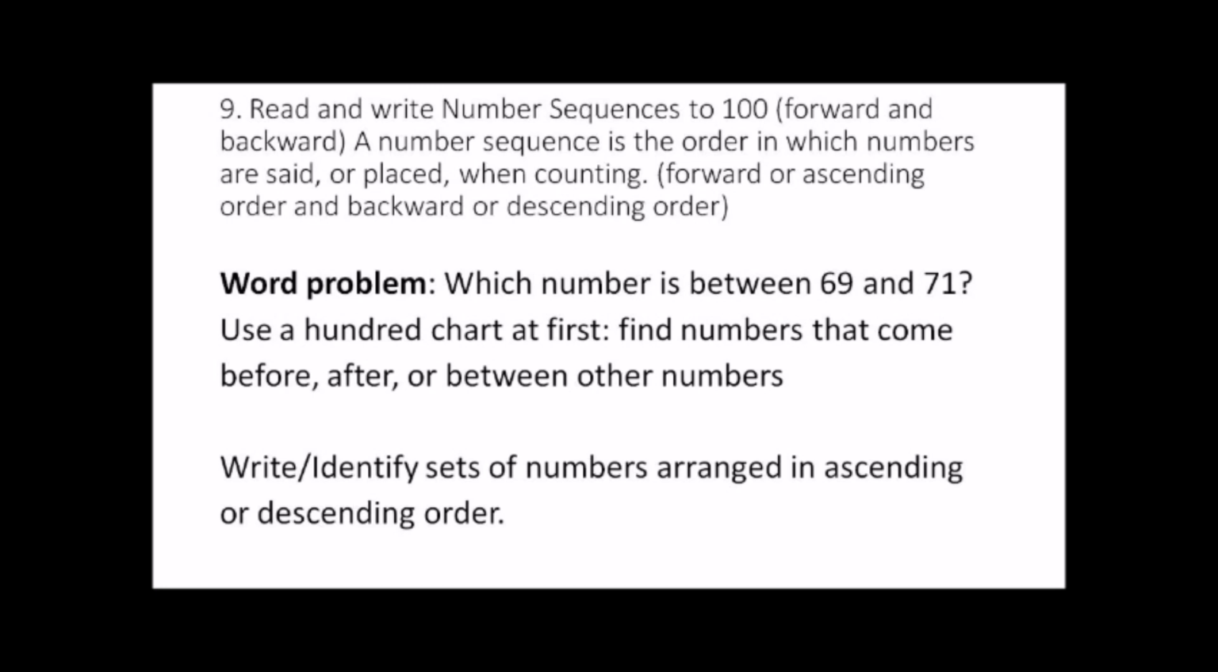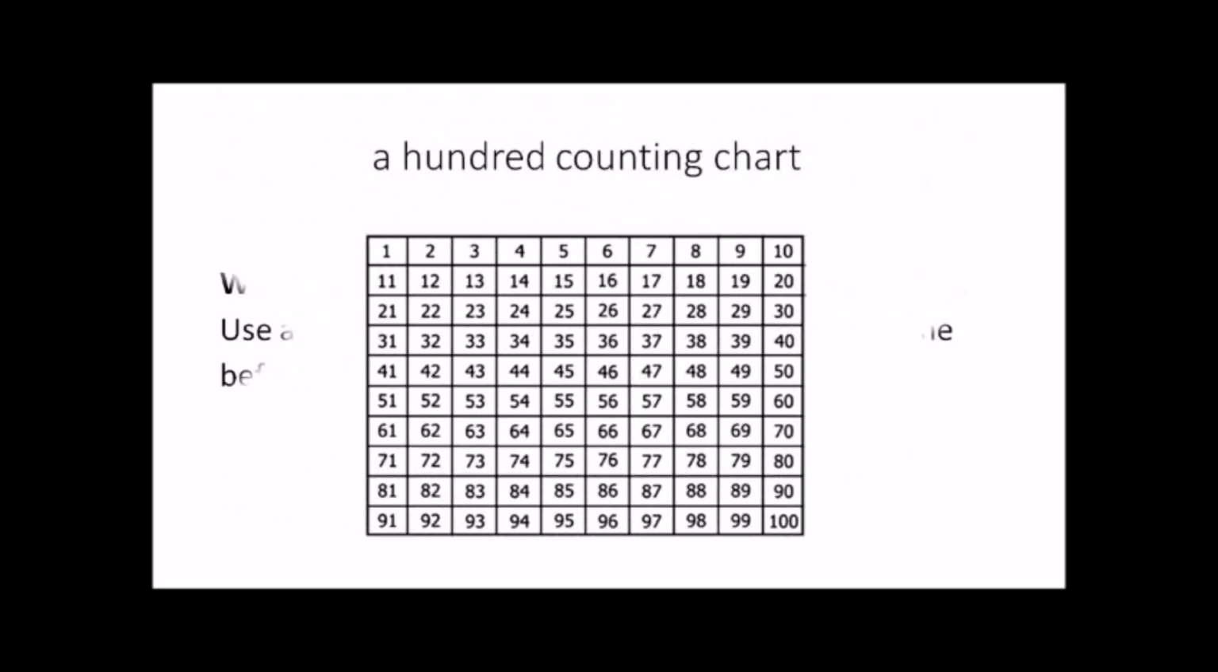Give them a word problem, then write, identify sets of numbers arranged in ascending or descending order. So ensure they get ascending first before they move on to descending, and use a 100 counting chart so they can get the ascending and descending, the order and numbers correct. So they must have this chart in front of them when you present them with numbers.